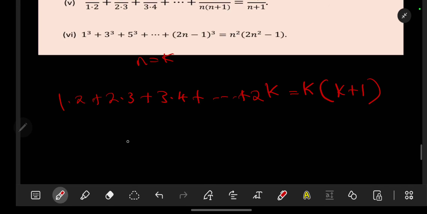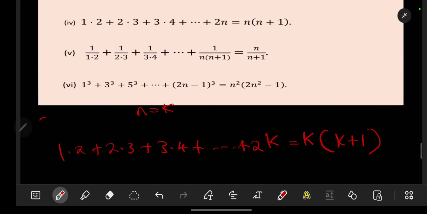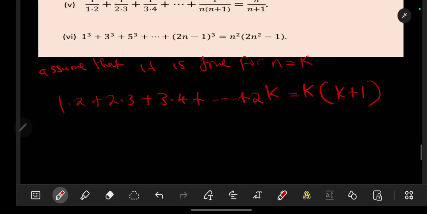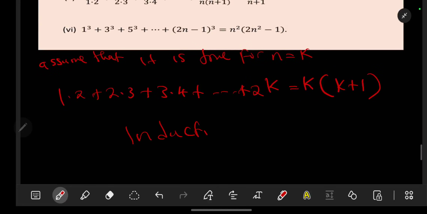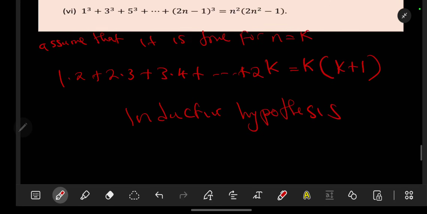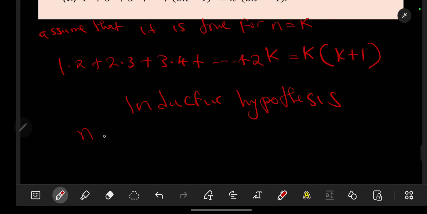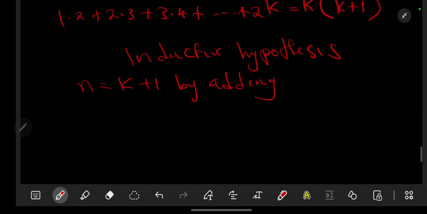Then finally we are going to say the inductive. So remember, assume that it is true for n is equal to k, which k can represent any number. Then we are going to go for the inductive hypothesis. So for the inductive hypothesis, we are going to take n is equal to this by adding. So when you do that, what are we going to have?